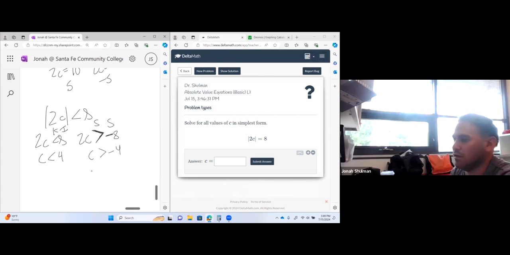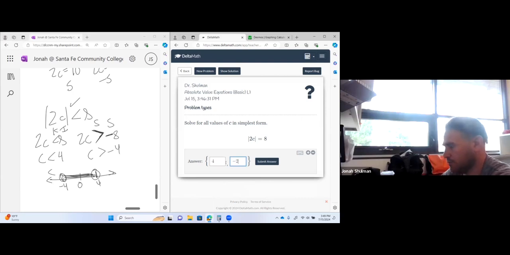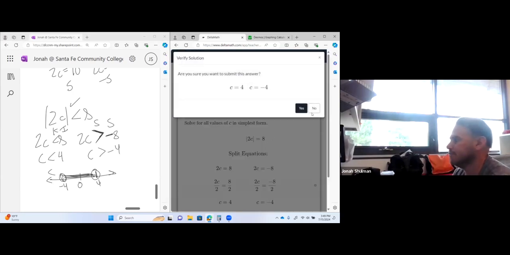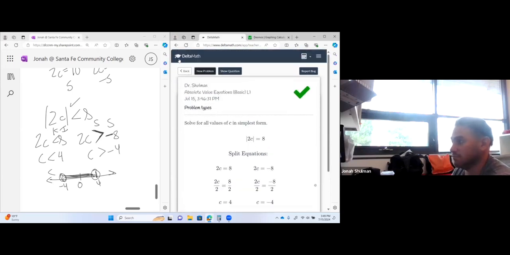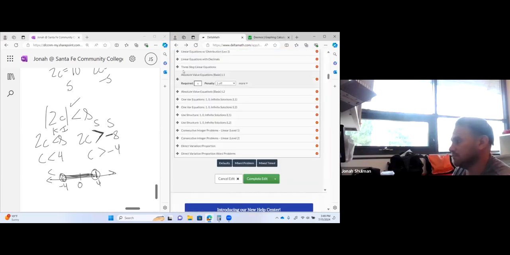negative 4. So if we were to draw this thing, this means it's going to be everything to the right of negative 4. Open circle, because there's no equal sign. Open circle, and any answer here is going to make this true. But ours is 4 comma negative 4. That's it. I showed you everything. I basically did all of absolute value in a second.